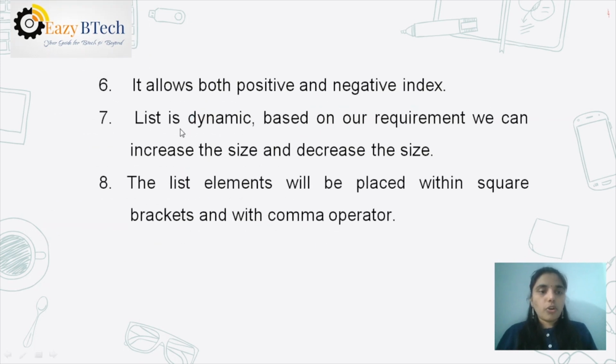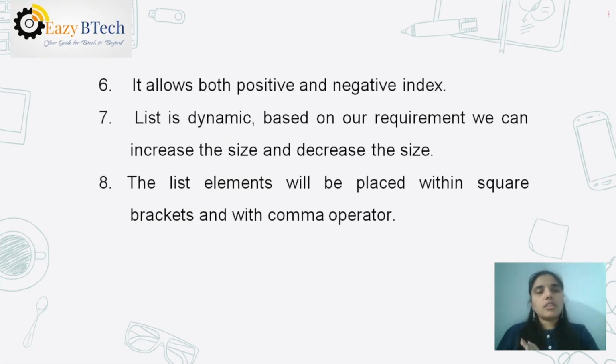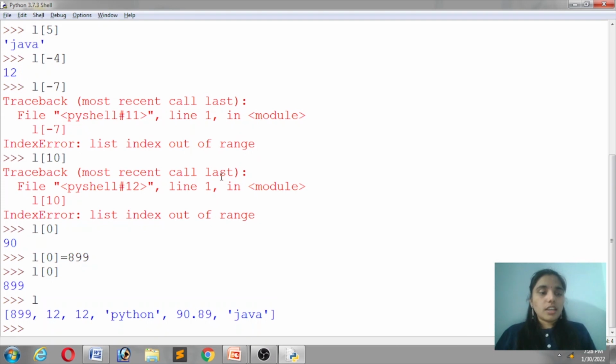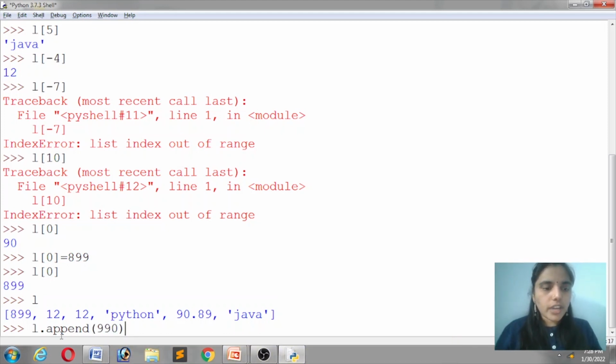The next point, list is dynamic. Based on our requirement, we can increase the size and decrease the size. List is mutable, so list is dynamic. How is it possible? I want to enter some other object to this list, then I am using the append function. Append means add. L dot append of 990.